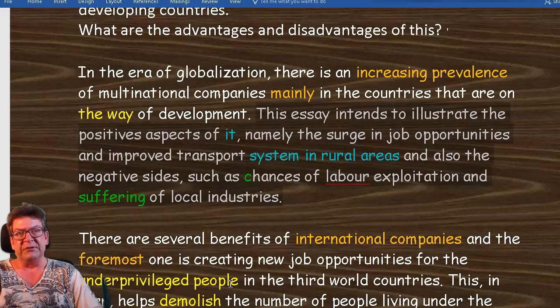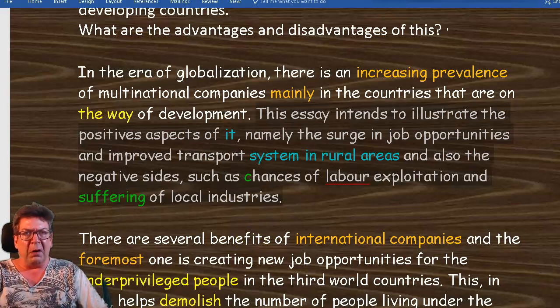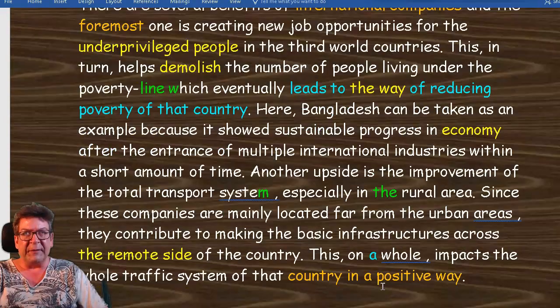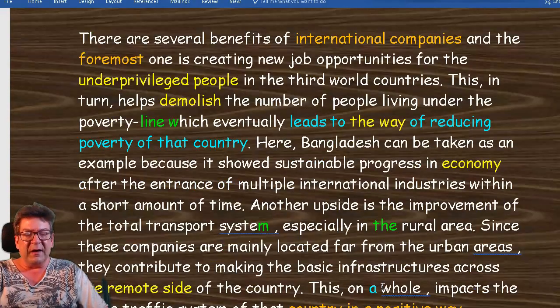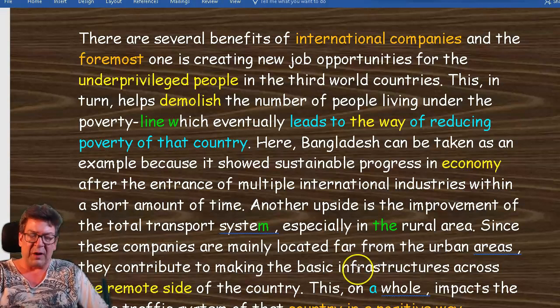There are several benefits of international companies. Now you sound like you're talking about, you know, a business magazine. You see, benefits of, you need an abstract noun here. There are many benefits of working out every day. There are many benefits to, it's more common, many benefits to international companies doing what? Just in general, what are they doing?